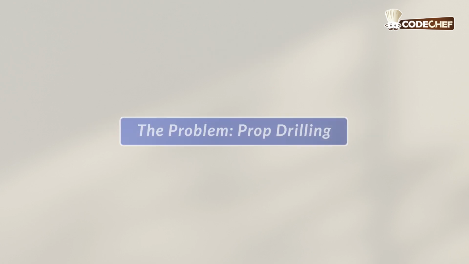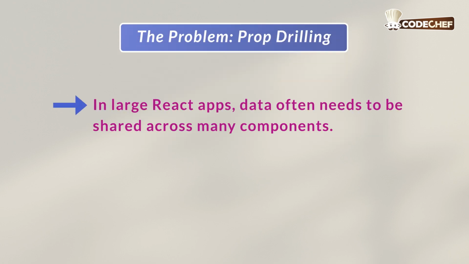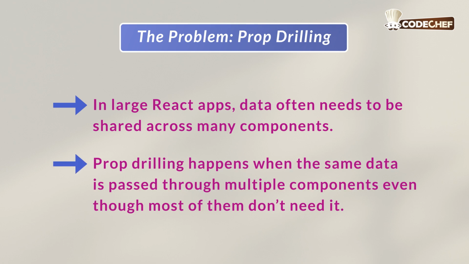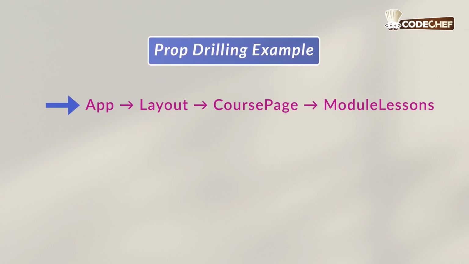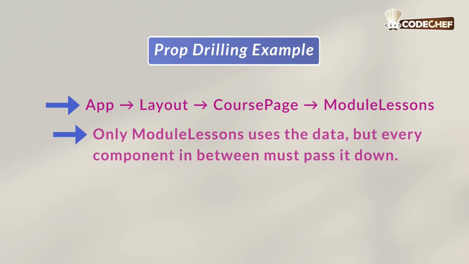When React applications grow, data often needs to move across many components. Prop drilling happens when we pass the same data again and again through components that don't actually use it. Here, data flows from App to Layout and then to CoursePage, and finally to ModuleLessons. Even though only the last component needs the data, every component in between is forced to pass it forward.